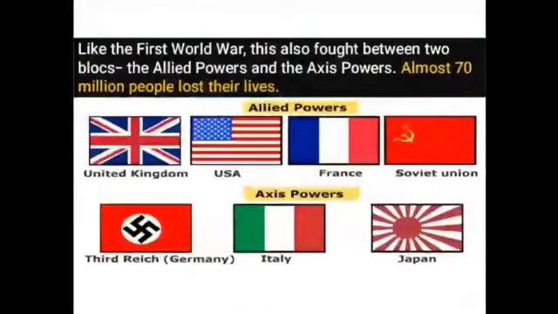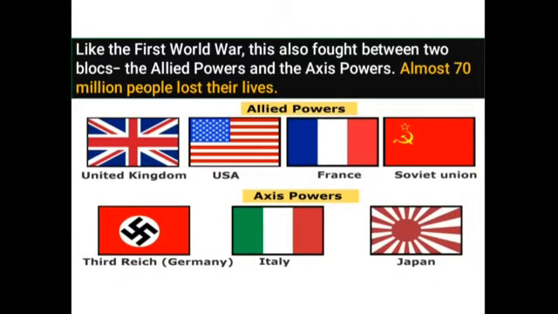Like the First World War, this was also fought between two blocs, the Allied powers and the Axis powers. Almost 70 million people lost their lives. 70 million, that is equal to 7 crores people lost their lives. Can you think of it?